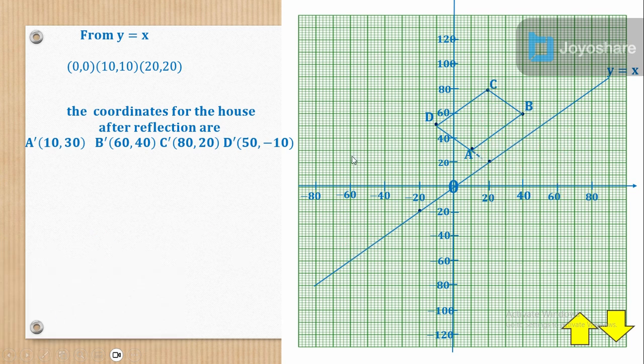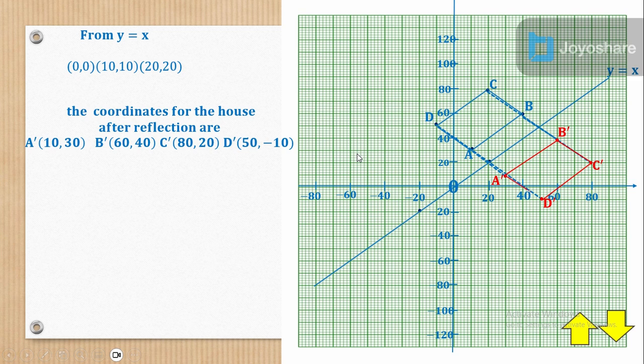So let's see. That's what I've talked about, and that will be our A prime. That will be our B prime. That's C prime. That's our D prime. Okay, A prime, B prime, C prime, D prime. You now join the points like that.